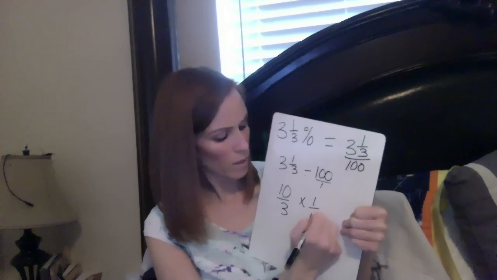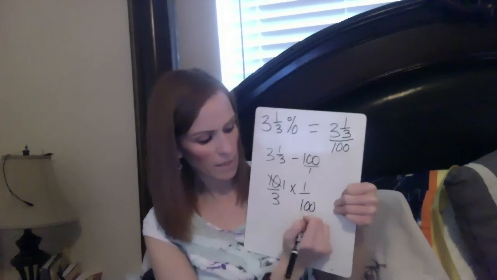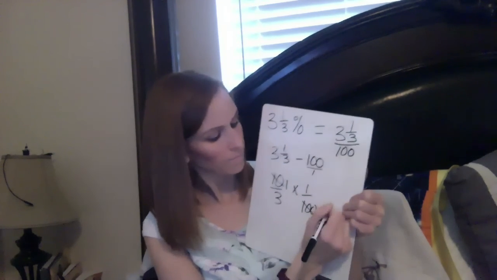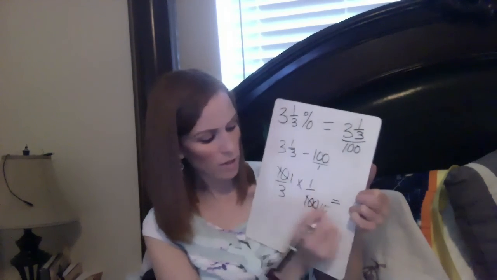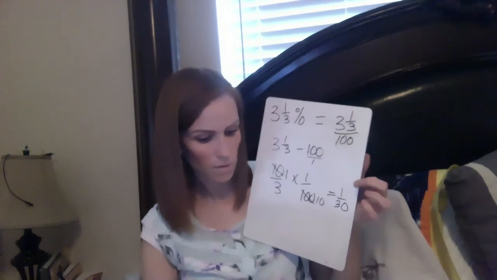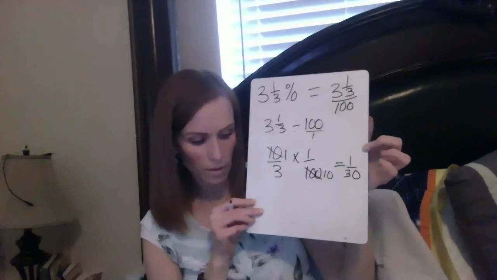So 1 over 100, and we can cross cancel. 10 divided by 10 is 1. 100 divided by 10 is 10. So we multiply that straight across. We have 1/30. So 3 1/3% equals 1/30.